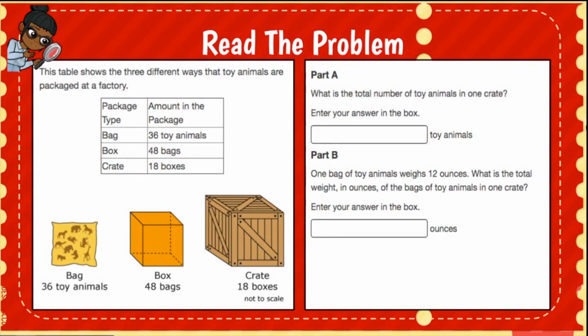Last week, we answered the question, what is the total number of toy animals in one crate? That was 31,104. Today, we will solve Part B. Part B: One bag of toy animals weighs 12 ounces. What is the total weight in ounces of the bags of toy animals in one crate?